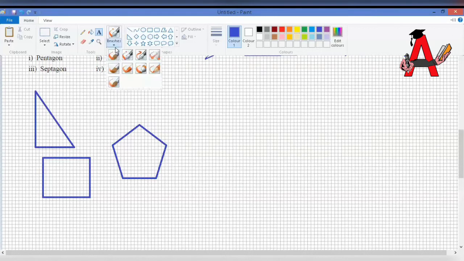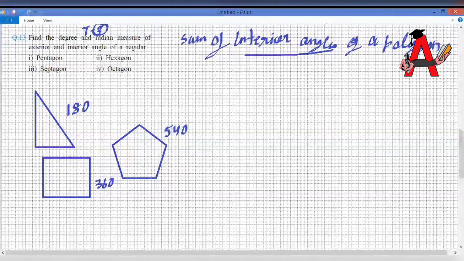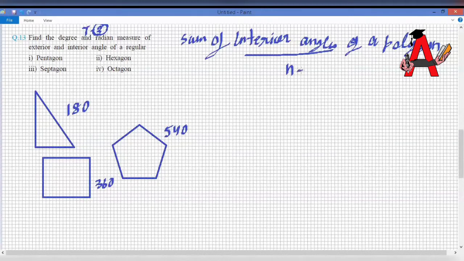Now, in this question, there are 3 sides and it is 180 degrees. There are 4 sides, it is 360 degrees. There are 5 sides, 540 degrees. So, somewhere there is 180 degrees which is getting added into it. So, what we will do is, we will write that the formula should be whatever is your n, that is number of sides, minus 2 into 180 degrees.